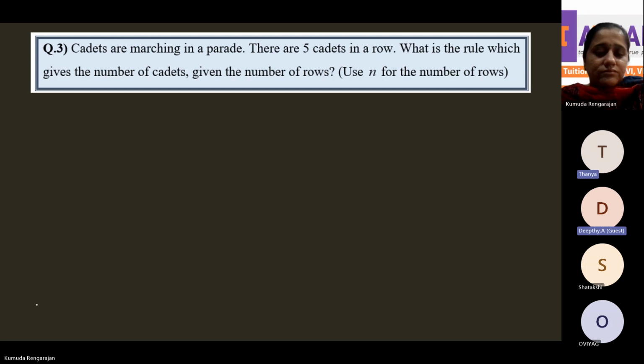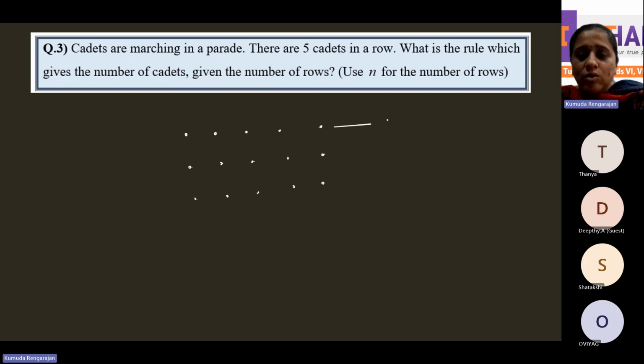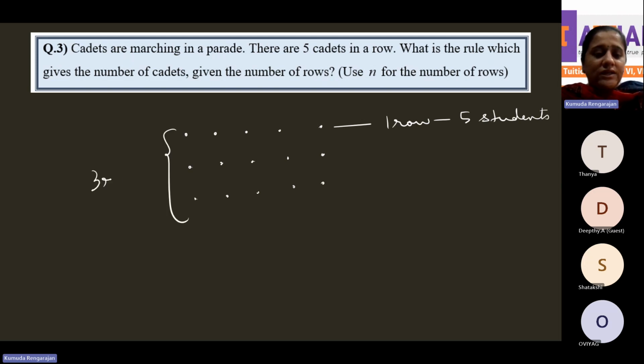Ma'am, NCC, ma'am. Yeah. All right. So supposing there are 5 students in a row, 1, 2, 3, 4, 5 students in a row. And supposing we have 3 rows, 1, 2, 3, 4, 5, 1, 2, 3, 4, 5. In one row, we have 5 students. So in 3 rows, how many students will you have? 5 into 3.